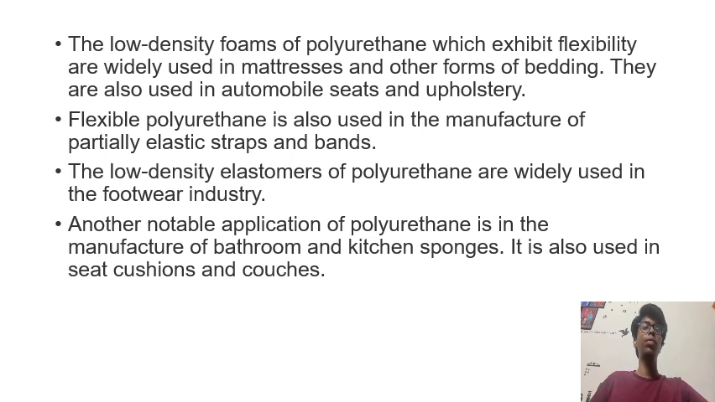The low-density foams of polyurethane, which exhibit flexibility, are widely used in mattresses and other forms of bedding. They are also used in automobile seats and upholstery. Flexible polyurethane is also used in the manufacture of partially elastic straps and bands. The low-density elastomers of polyurethane are widely used in the footwear industry.